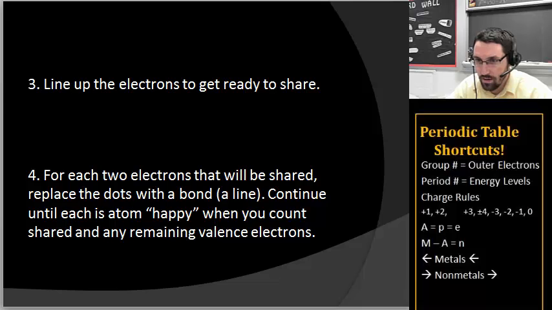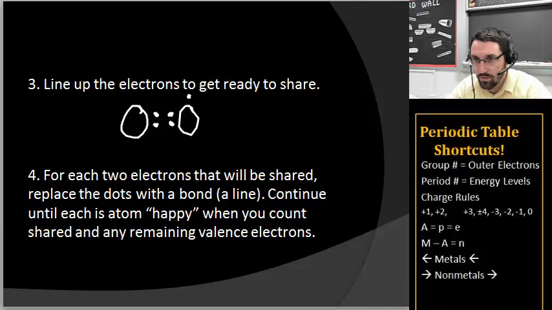Step 3, we'll line up the electrons to be shared. Oxygen's going to line up 1, 2. The other oxygen lines up 1, 2, 3, 4, 5, 6. The ones that you want to share, or however many they want to gain, those are how many you line up next to each other.